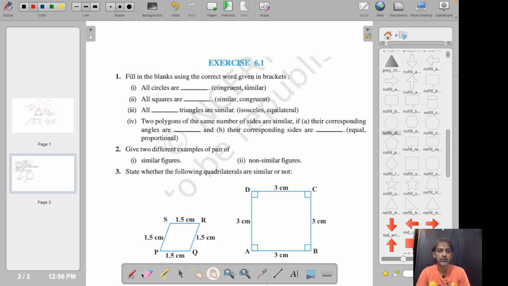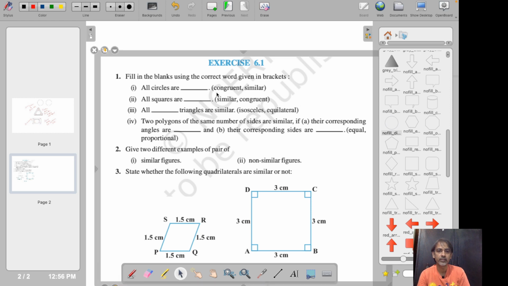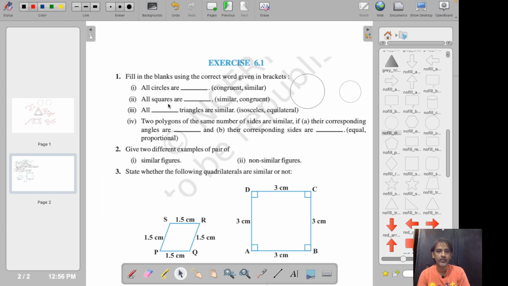The first one is saying all circles are congruent or similar. See, all circles are similar. So you can see this is also a circle, this is also a circle, right? This is also a circle. Now you can see this circle is smaller in size, so they could be similar but need not be congruent, as you can see. Similarly, all squares, same argument over here as well, they can be similar, need not be congruent.